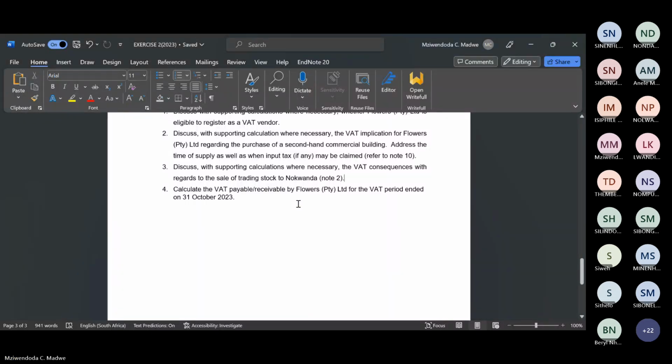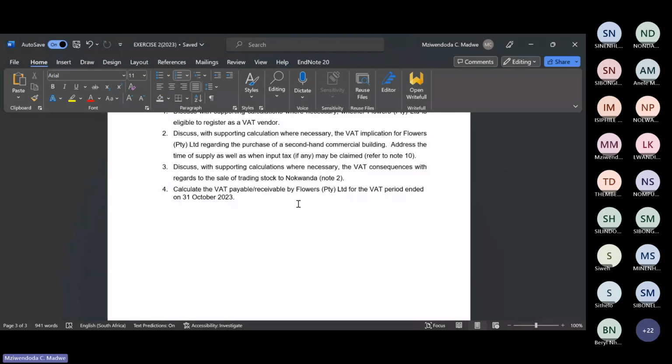3. Requirement number 3: discuss, with supporting calculation when necessary, the VAT implication with regard to sales of trading stock to Nogwanda.